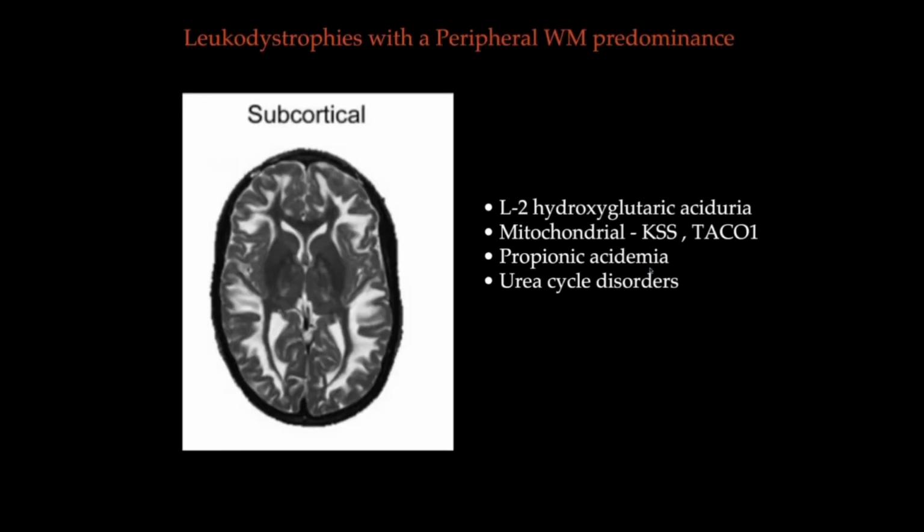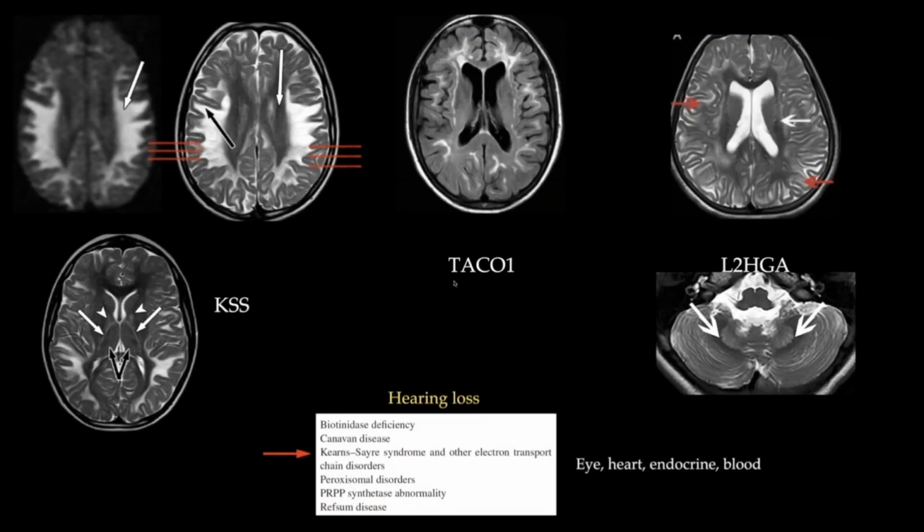So at this point, though the scan was done at the age of 4, that is 14 years back, I'm thinking of leukodystrophies with peripheral white matter predominance in the form of L2-hydroxyglutaric aciduria, mitochondrial disorders, Kearns-Sayre syndrome, or TACO1 mutations. Propionic acidemia and nucleocytoplasmic disorders are probably less likely given the imaging findings. These are cases from literature, and Kearns-Sayre syndrome can present with hearing loss, though it can have the triad of heart and eye changes, which I don't think are present in our case. The differentials of the subcortical pattern are Kearns-Sayre syndrome, TACO1 mutation, that is a translation disorder, and L2-hydroxyglutaric aciduria.